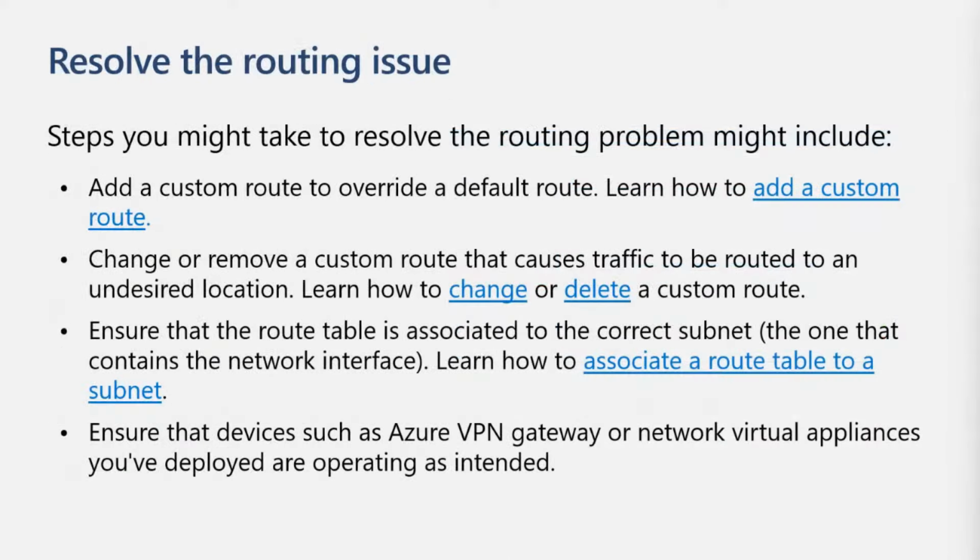So some of the steps that you may want to take when you're recognizing that there is a routing problem. So here we have it outlined here. You might want to add a custom route to override any default routes. You can change or remove a custom route that's causing your traffic to be routed to a location that is undesired. You can ensure that the route table that's associated is associated to the correct subnet. And this is the one that would contain the network interfaces that you selected. And you can also ensure that devices such as your Azure VPN gateway or any NVAs that you're using are deployed and operating as you've designed and intended them to.